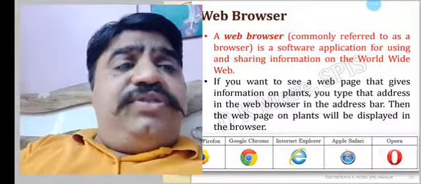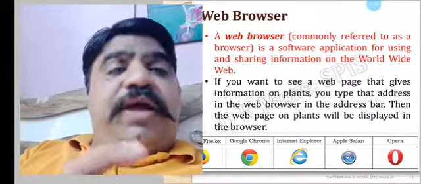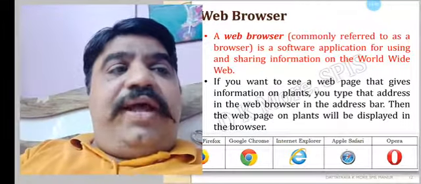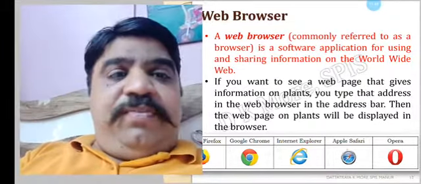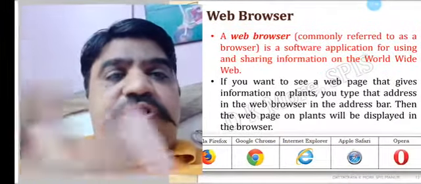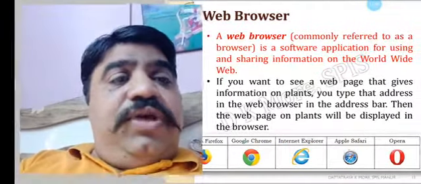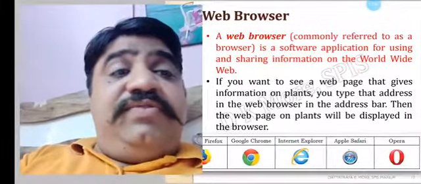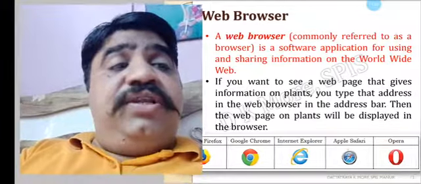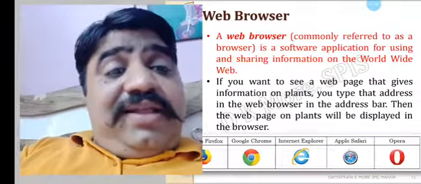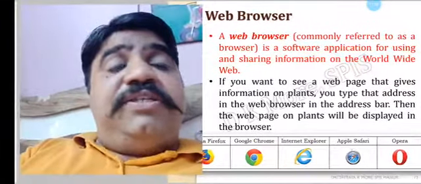A web browser, commonly referred to as a browser, is a software application for using and sharing information on the World Wide Web. We have just seen some two or three web browsers. If you want to see a web page that gives information on plants, you type that address in the address bar of the web browser, then the web page on plants will be displayed in the browser.